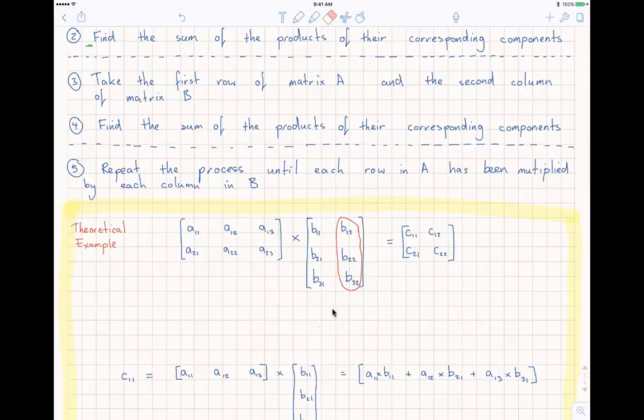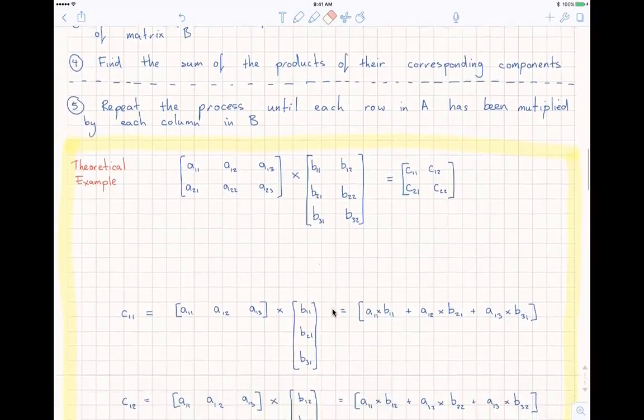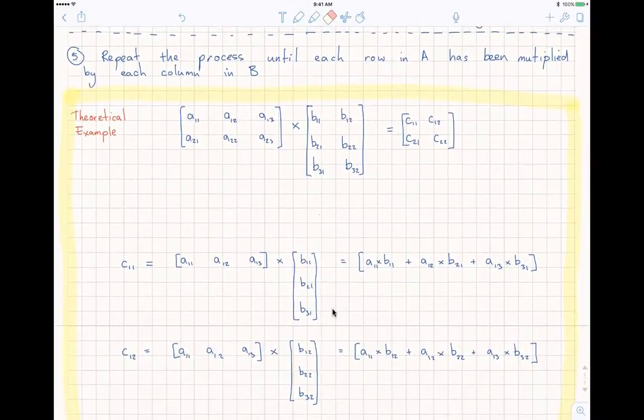And we find the sum of the products of each of those elements. What you're going to do then is repeat the process until each row in A has been multiplied by each column in B. So if we think about it, we're going to take this row and multiply it by this column. And then we're going to take the first row again and multiply it by the second column. Then we're going to take the second row and multiply it by the first column.